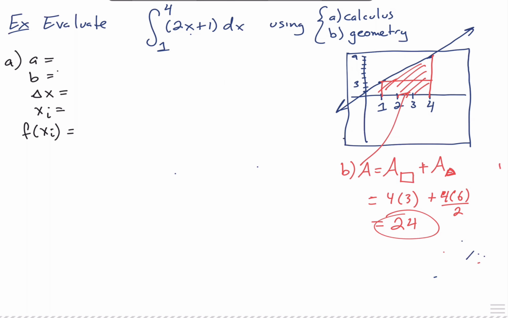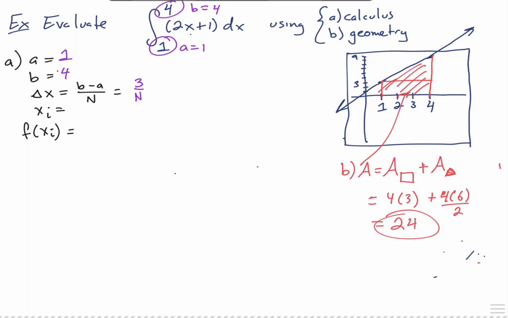Yes? Okay. So what's a? 1. A is 1. Correct. What's b? 4. Good. What's delta x? b minus a over n, right? Okay. So what is b minus a? 3 over, what's capital N? Yep. Which we're going to leave in this case as capital N. Why? Because remember, what's going to happen with capital N? It's going to go to infinity, right? So we leave it as n because we're going to take the limit as n goes to infinity. Yes?